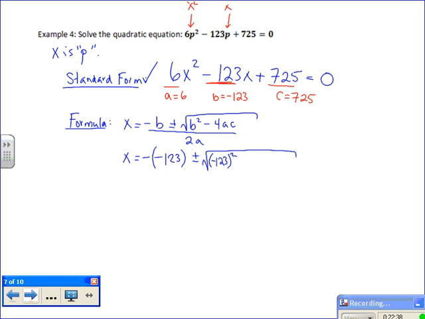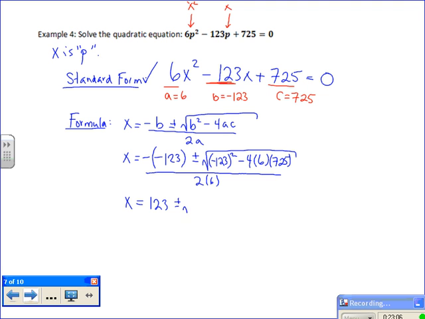A negative number multiplied by itself is going to give me a positive value, so b squared will be a positive number. Minus 4 times a, which is 6, times c, which is 725, pretty big number, all divided by 2 times a, so 2 times 6. Let's go ahead and simplify this down a bit. Negative 1 times negative 123 is 123 positive.